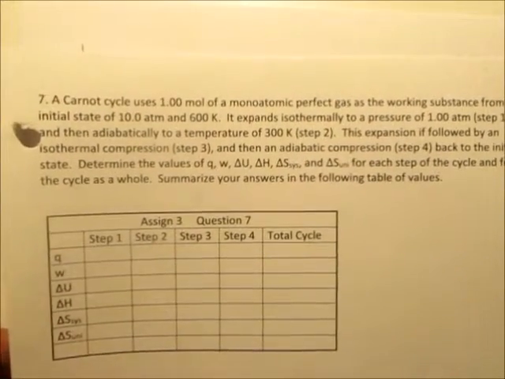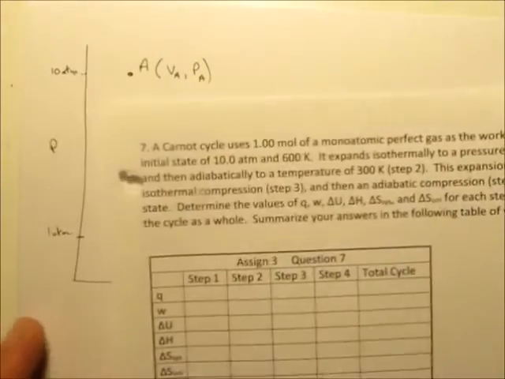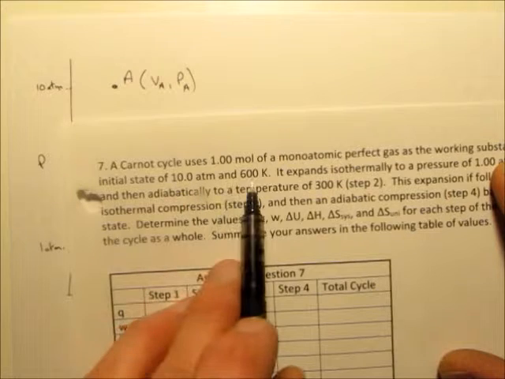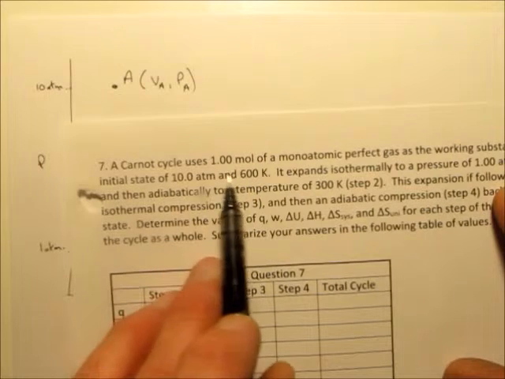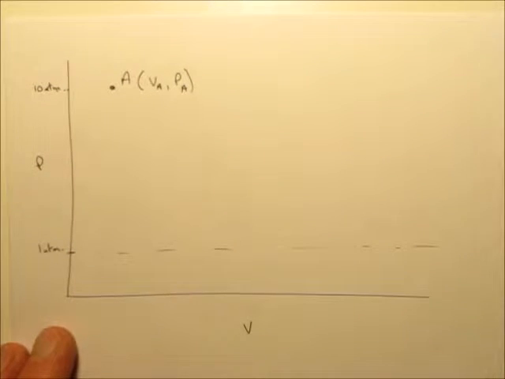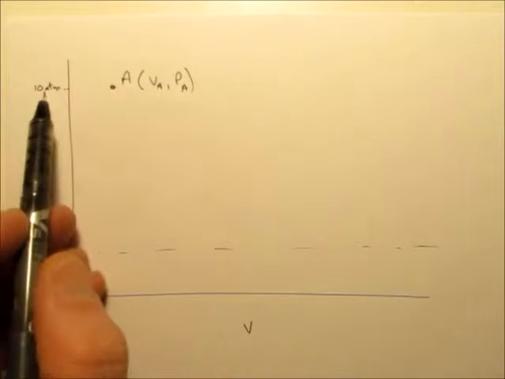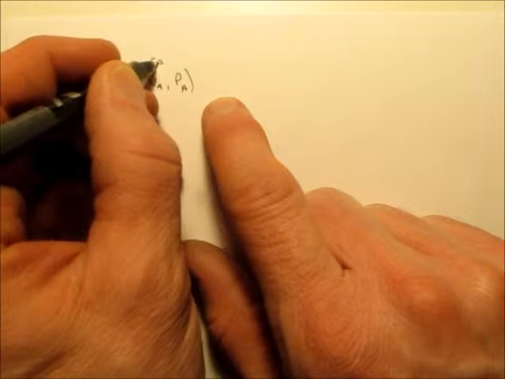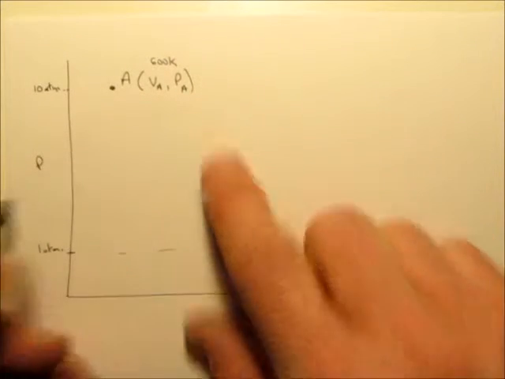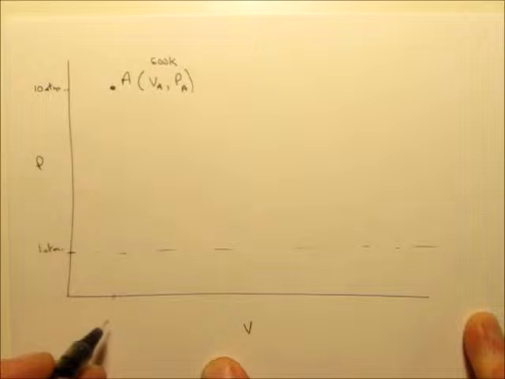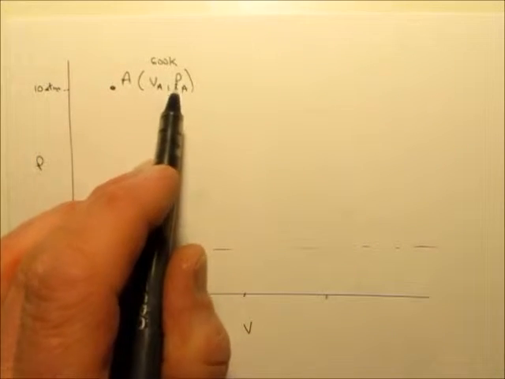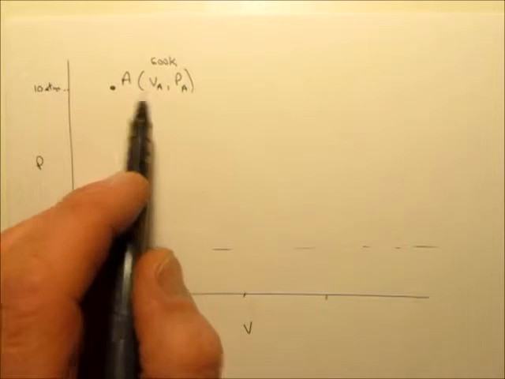So let's just think about this. You're starting at 10 atmospheres and it's 600 Kelvin. So we'll call that point A. Put a dot there. Technically, we know it's 10 atmospheres. I'm just putting pressure at A, and that's volume at A. You'll be able to calculate that as needed.